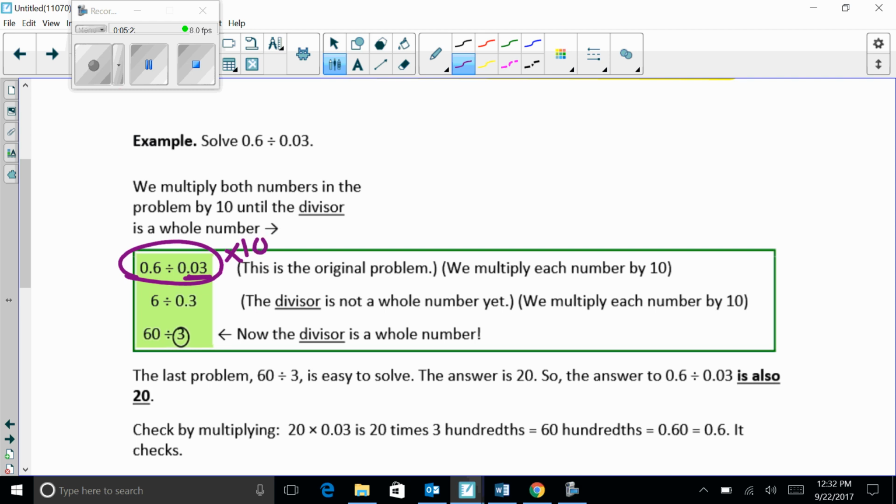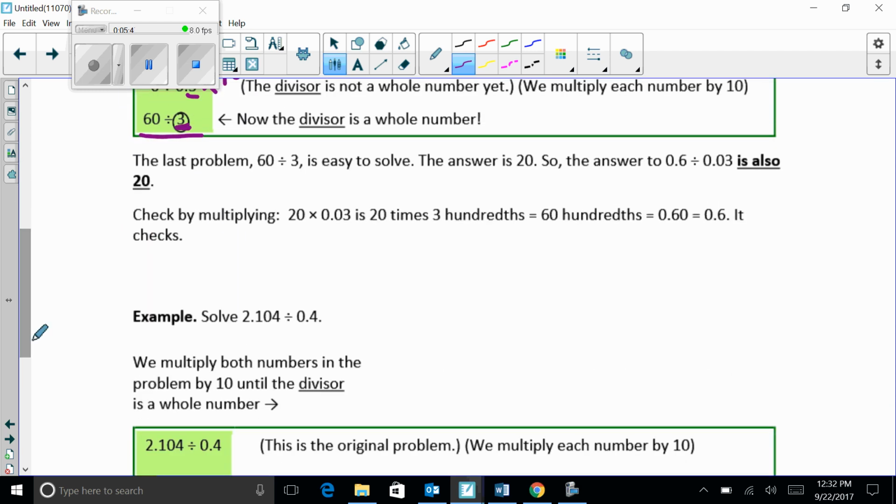That gets us down to our second step here. But you notice I still have a decimal in my second step. So I multiply both pieces by 10 again, and that gives me my final problem, which is 60 divided by 3. This 3 is now a whole number, and now you can divide using the same method that you have always used. The last problem, 60 divided by 3, is easy to solve, so obviously we know the answer is 20. But the answer to our original problem of 6/10 divided by 300ths is also 20.